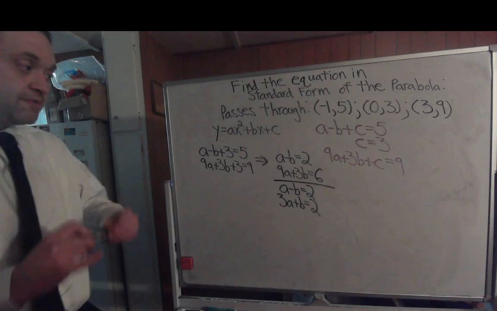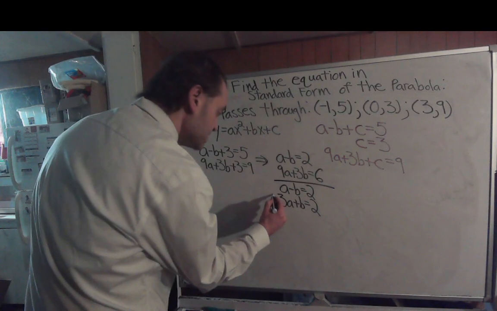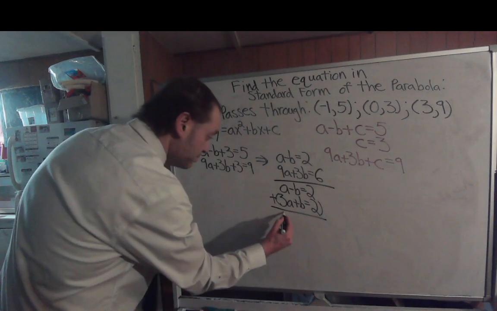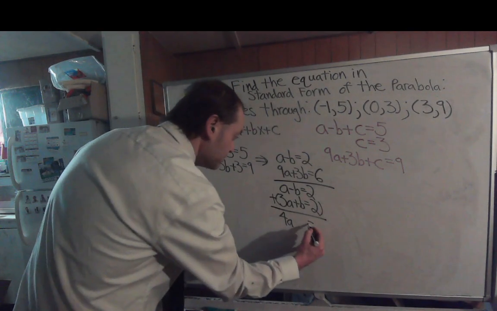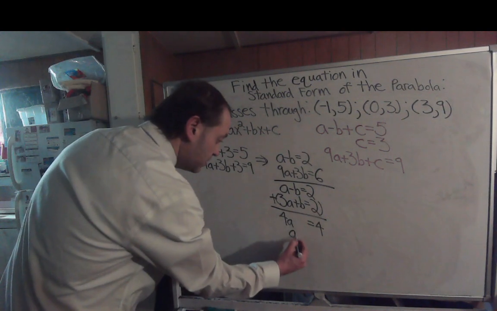Now what do you have for both of these? You have a negative b and a b. You can actually add the two equations together and eliminate the b term. You would simply end up getting 4a equals 4. Which means what? That a equals 1.